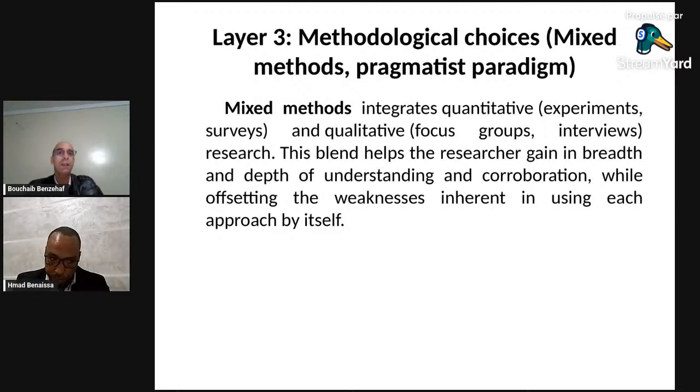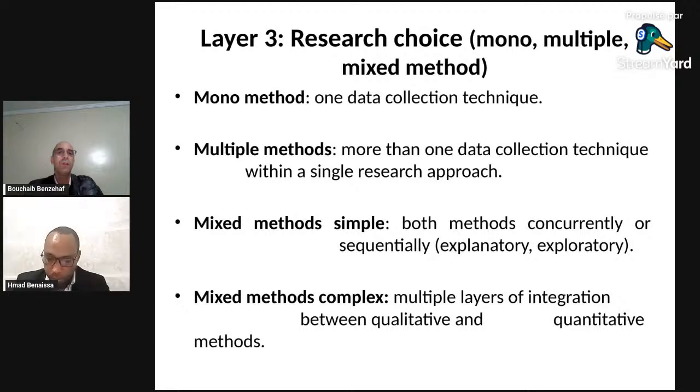Still with layer 3, we have mono, multiple, and mixed method. Mono method, for those who will go back to the research onion, this is mono qualitative method or mono quantitative method. Meaning that one data collection technique is used, either quantitative or qualitative. Then we have multiple methods, where more than one data collection technique within a single research approach is used. That is, for example, adopting the quantitative approach, we may use questionnaires and observation. Adopting the qualitative approach, we may use focus group discussion and interviews.